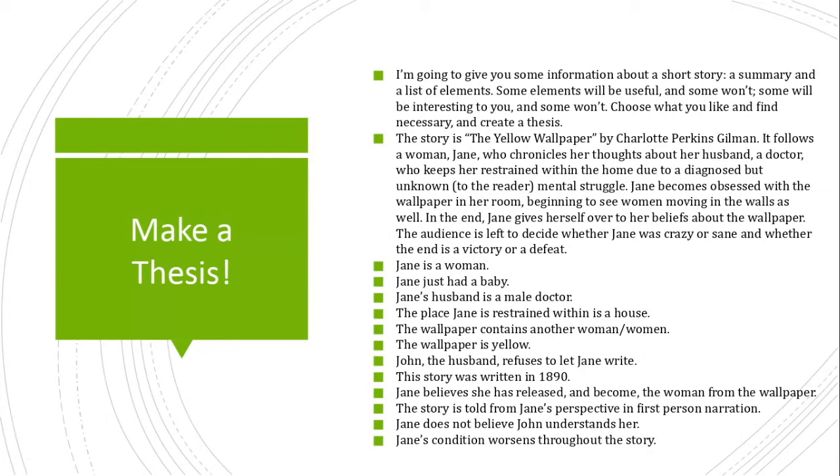The story was written in 1890 and released in 1892 by a woman, Charlotte Perkins Gilman. Jane believes she has released and then become the woman from the wallpaper at the end of the story. It is told from Jane's perspective in the first person, almost as if she is writing to us. Jane does not believe her husband understands her, and her condition worsens throughout the story.